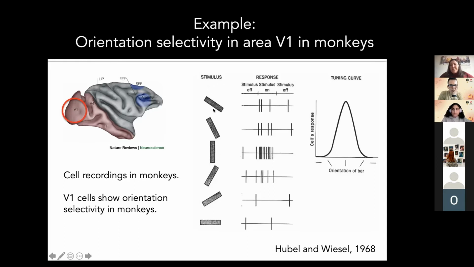Or if, for example, it is presented something like this, it fires less. When it is presented like this, it fires less. When it is presented in this orientation, it fires less. And as a result of recording all of these activities, if you plot the response profiles, you actually get a tuning curve like that.